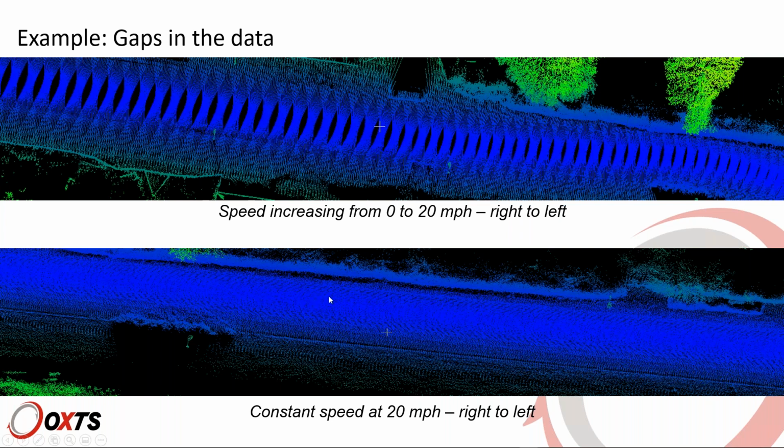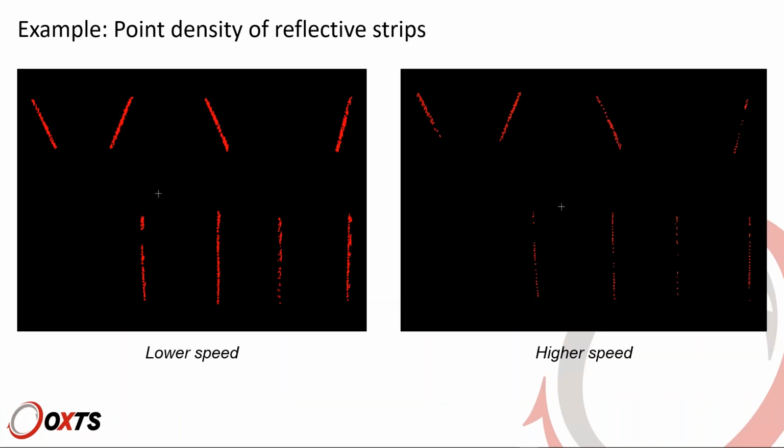So that is an example of when you do not have enough hits on the targets that you want because of the speed, you can get gaps in your data. Another example, these are reflective strips that were placed on the ground. So again, the LiDAR was pointing down while surveying. And you can see that at lower speed on the left, you had more hits on the strips. So point density is better than what you can see here on the right. Fewer hits because of the higher speed. So basically the LiDAR had less time to scan these strips.